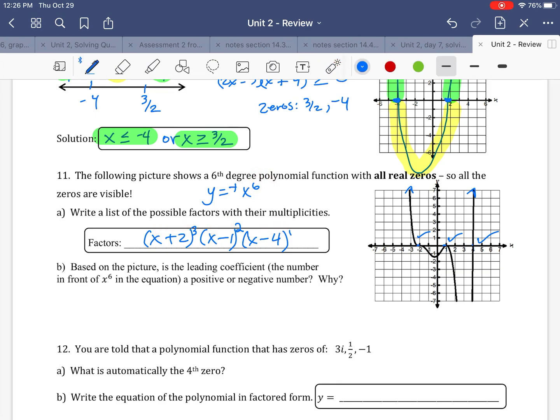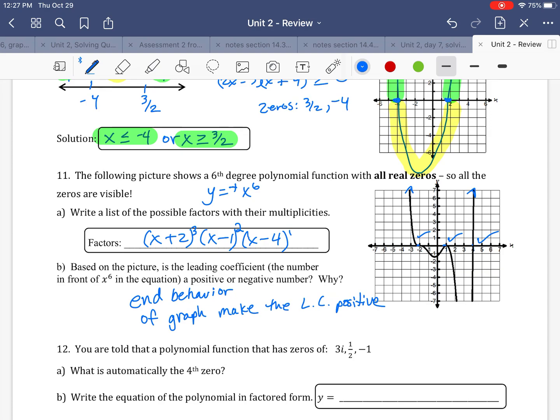And this next question, based on the picture, is a leading coefficient, the number in front of x to the 6th in the equation, is it a positive or a negative number? Well, it would have to be a positive like we discussed earlier. The end behavior of the graph makes the leading coefficient positive because both ends are going up.